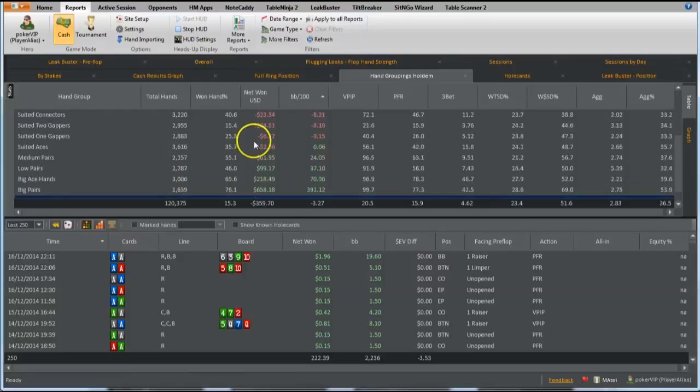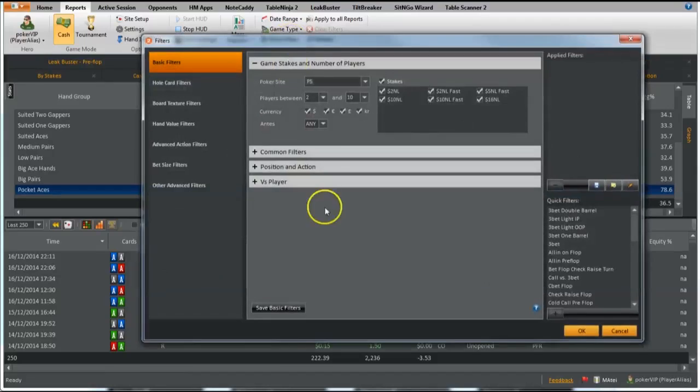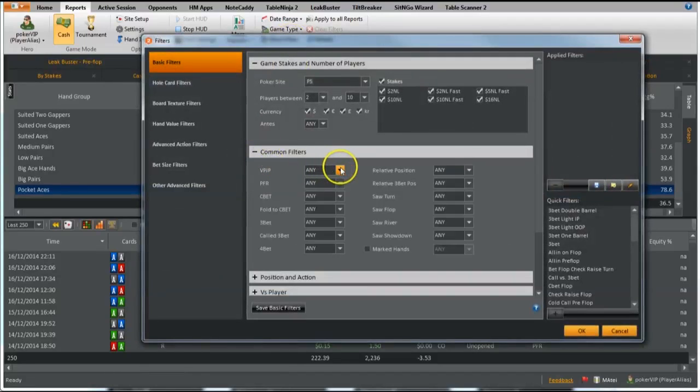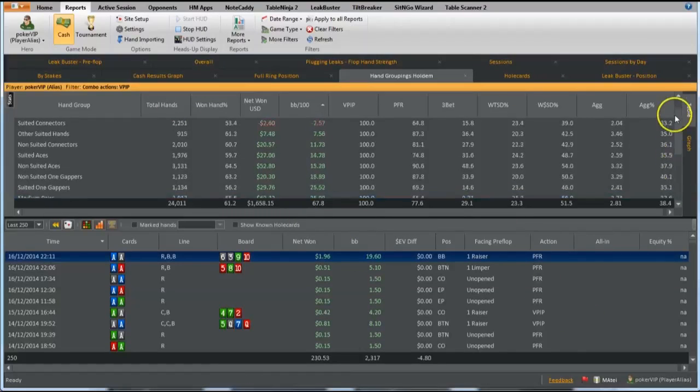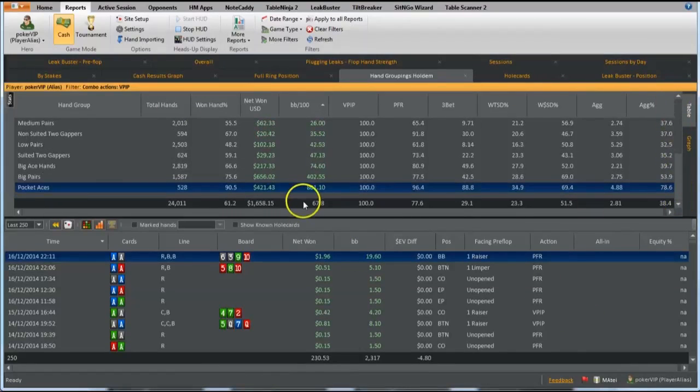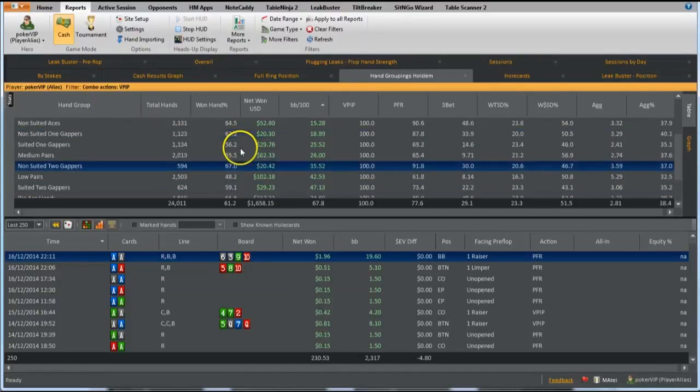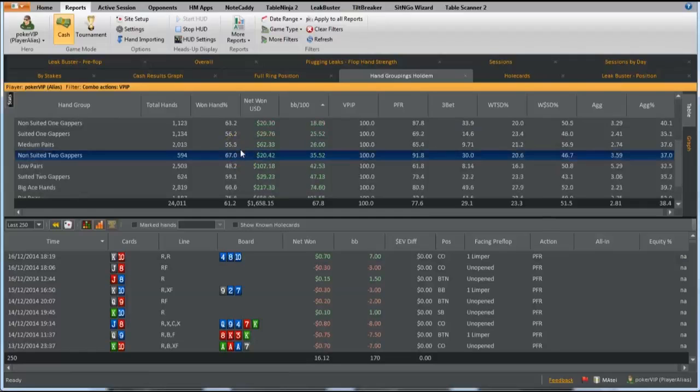The way we can use this output very effectively is we can go to more filters and we can go to common filters and put VPIP equals true. And the reason we do this is because the main reason we play any hand in no limit hold'em is because we expect it to make us money. So if a hand's not making us money when we voluntarily decide to play it, then that may indicate we have an issue with certain types of hands.